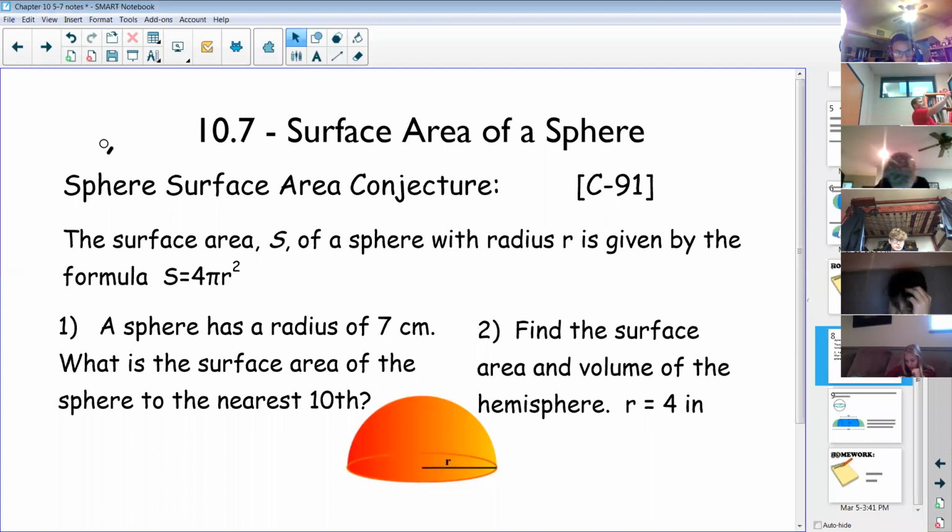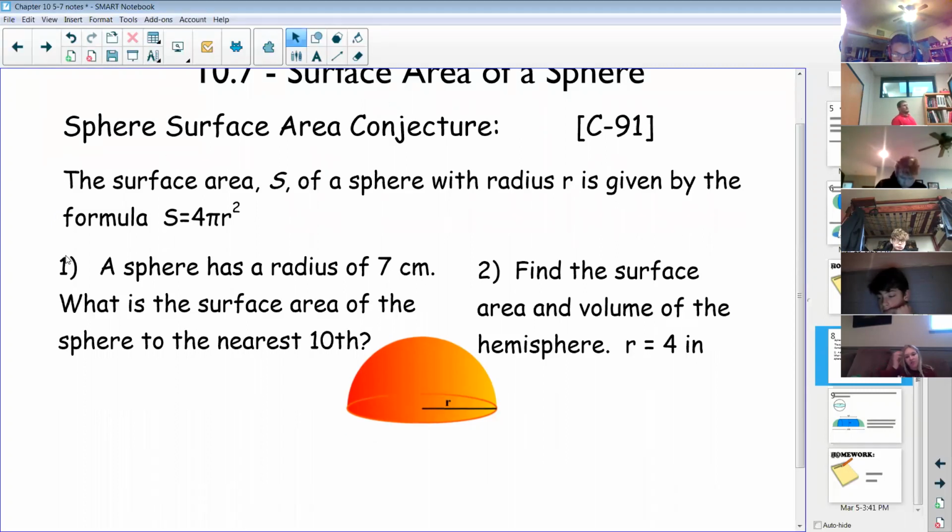So the surface area conjecture that we came up with here is that the surface area of a sphere with a radius r is going to be 4 pi r squared. And remember, this is going to be area and not volume. We'll have kind of different equations.